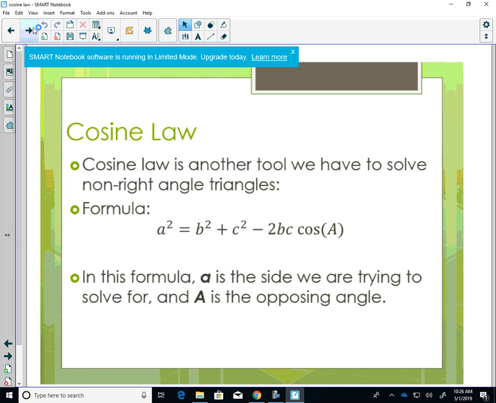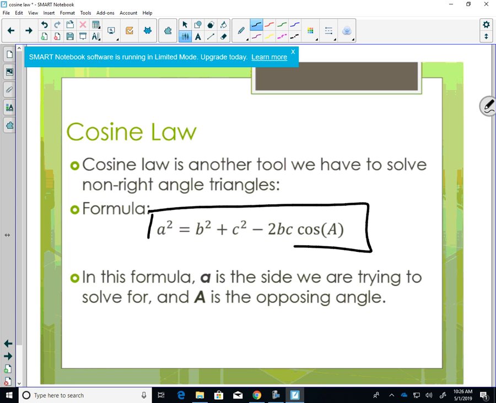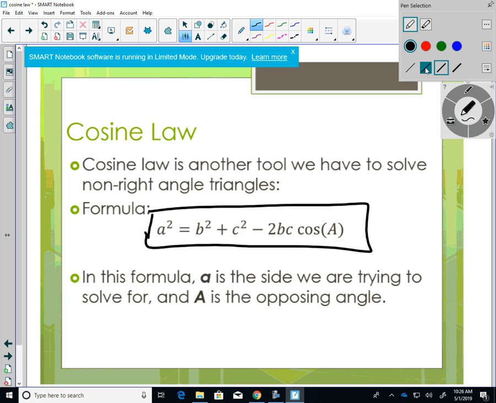And the formula for the cosine law is a squared equals b squared plus c squared minus 2bc times the cosine of A. Kaboom! It seems like too much. A squared equals b squared plus c squared minus 2bc cosine A.